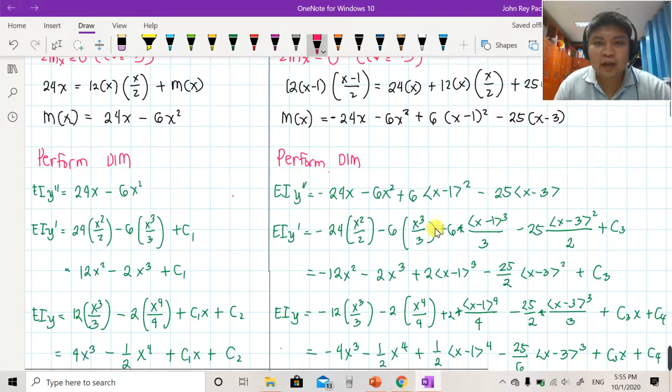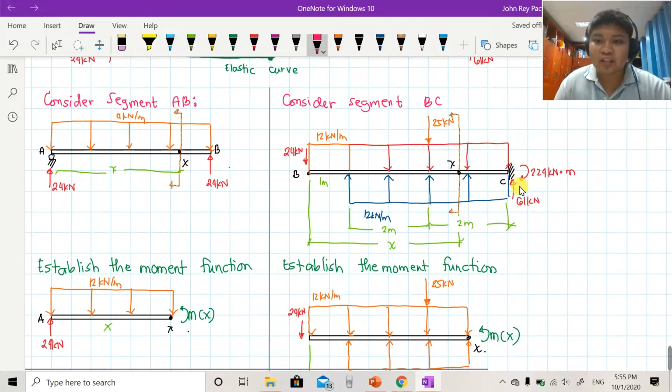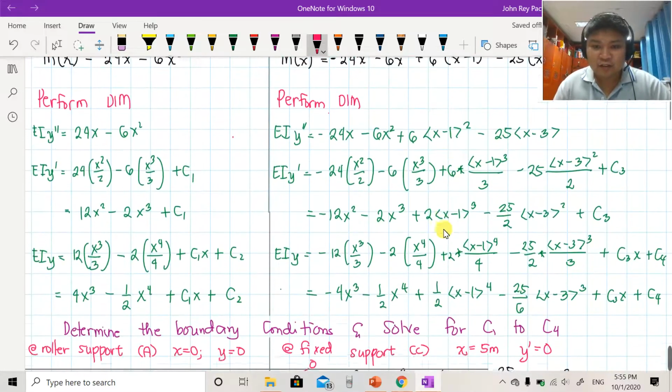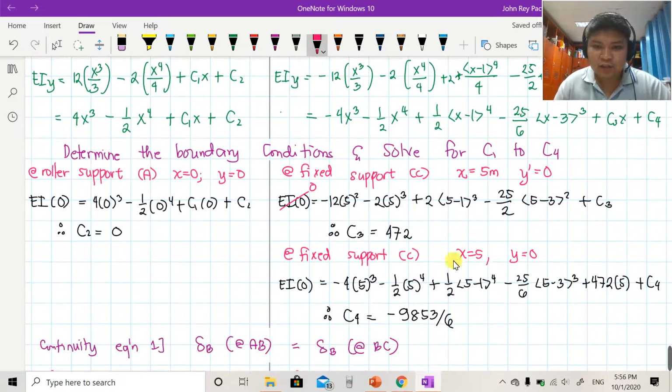So, lastly, meron pa nga tayong isang boundary condition at point C, where x equals 5, dapat ang deflection niya rin, class, ay equal to 0. So, ganun din ang nangyari at fixed support, x equals 5, y equals 0. So, EI times 0 is equal to, isubstitute nyo, class, dito sa equation natin, yung 5. And of course, do not forget that the value of C sub 3, class, is equal to 472.